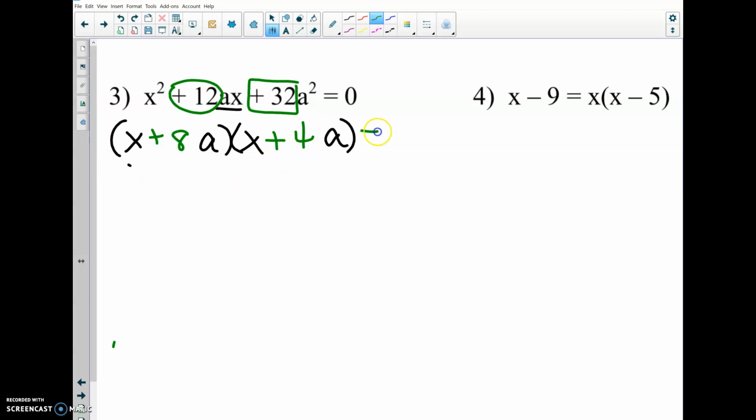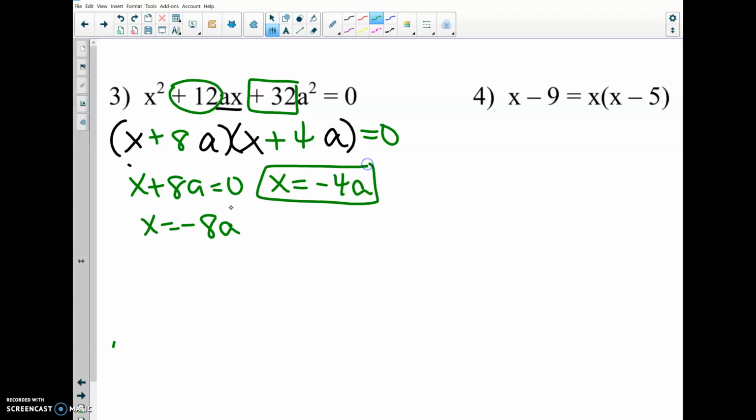Setting them equal to 0. x plus 8a equals 0. x equals negative 8a. And for this one, x equals negative 4a. We don't know what a is, but that's okay. We're just solving that equation. Number 4.